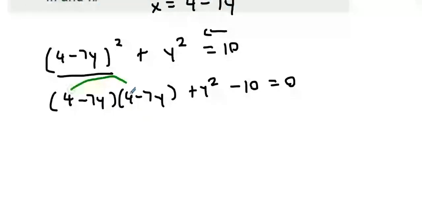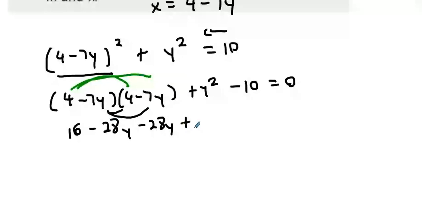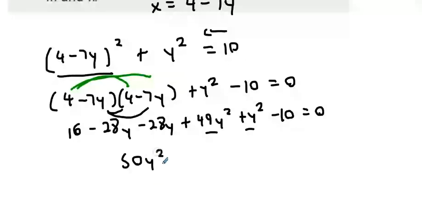4 lines. Okay, and we're going to get 16 minus 28y, minus 28y, 7y by 7y, 49y squared, plus the other y squared minus 10. Okay, now add them together, and what do we get? 50y squared, yeah. Oh, these are unusual numbers here, aren't they? 56y, and then 6 at the end.